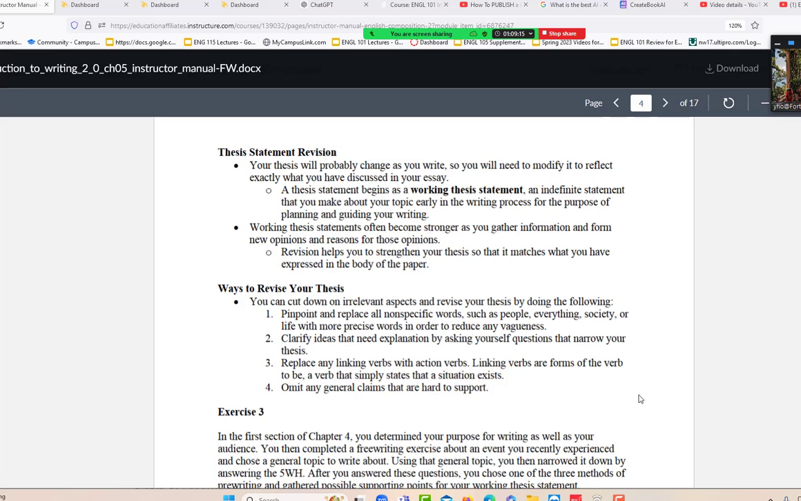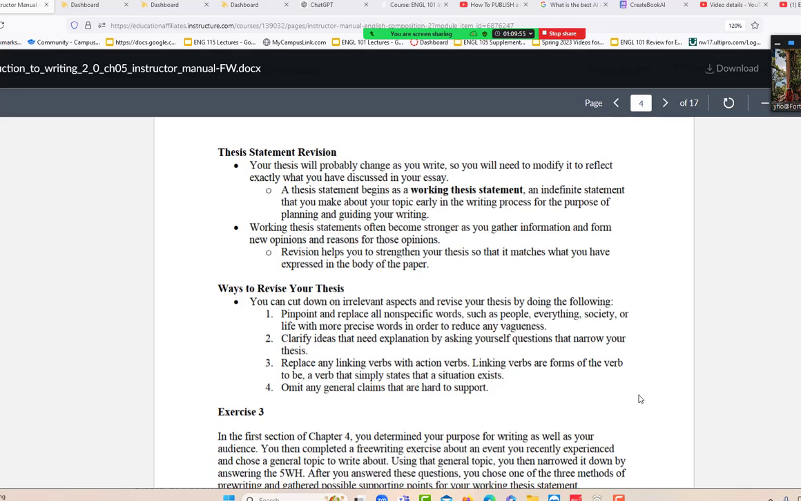Your thesis will probably change as you write, so you will need to modify it to reflect exactly what you have discussed in your essay. A thesis statement begins as a working thesis, an indefinite statement that you make about your topic early in the writing process for the purpose of planning and guiding your writing. Working thesis statements often become stronger as you gather information and form new opinions and reasons for those opinions. Revision helps you to strengthen your thesis so that it matches what you have expressed in the body of your paper.